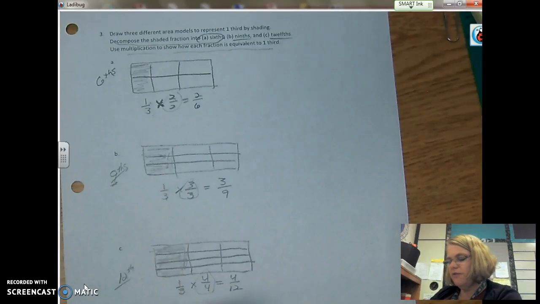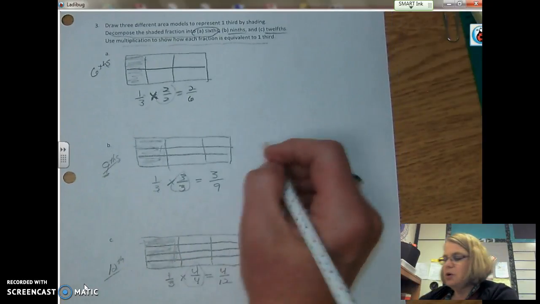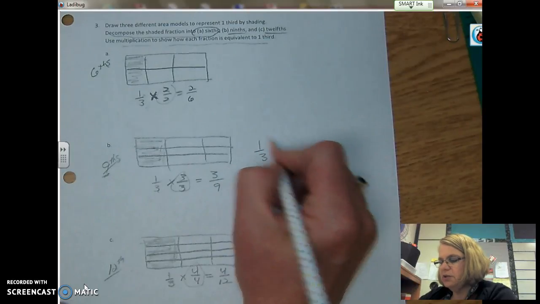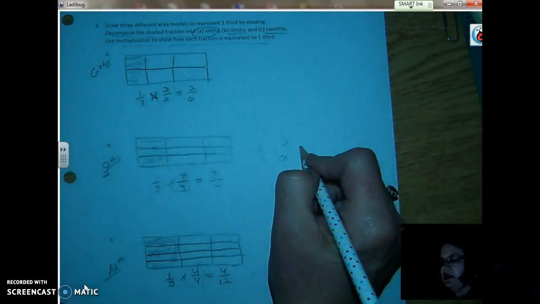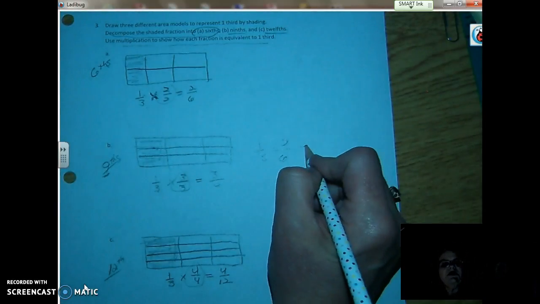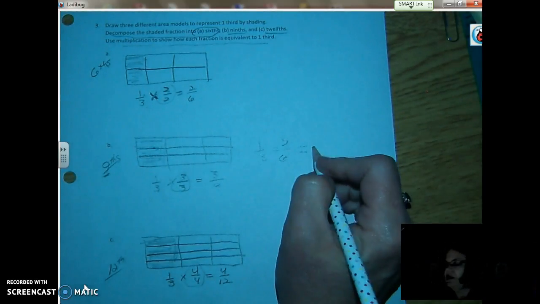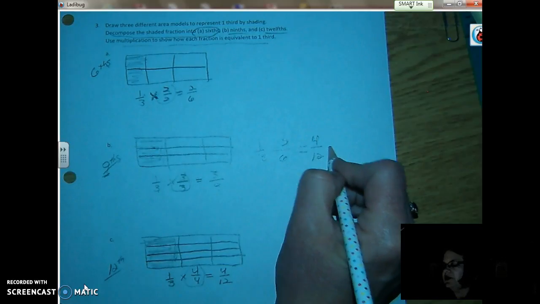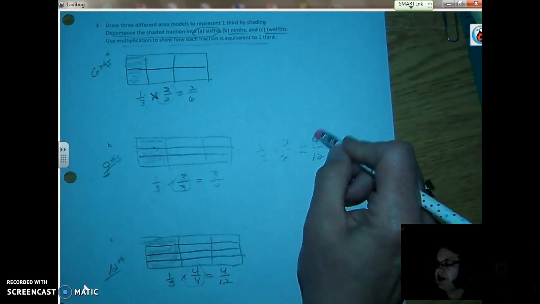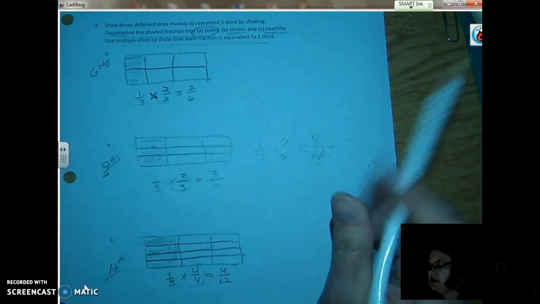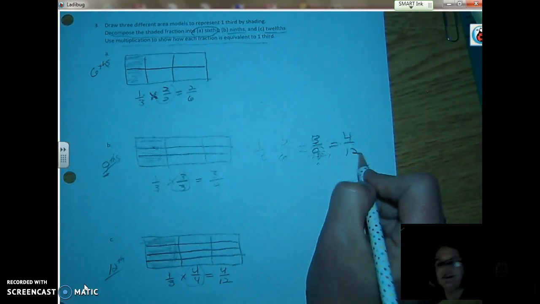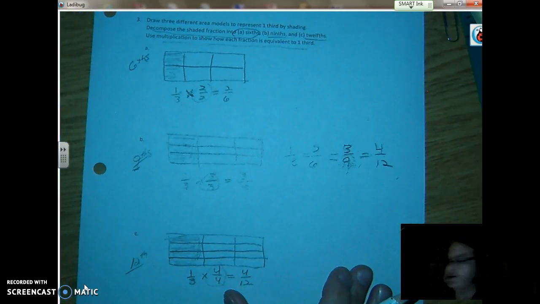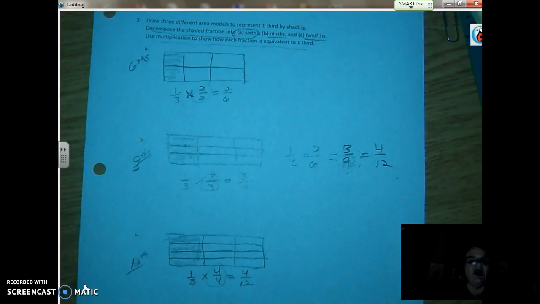So all of these fractions here, 1/3 is equal to 2/6, which is equal to 3/9, which is equal to 4/12. They're all equal. 1/3, 2/6, 3/9, and 4/12 are all equal.